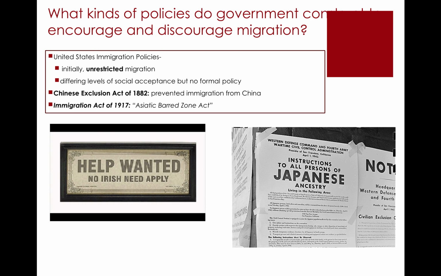So let's start by looking at the history of immigration policies in the United States. Initially, there was unrestricted migration. There was no formal policy restricting or preventing migration. That, of course, did not necessarily mean that all groups were accepted, treated with equality, and welcomed into the United States. In fact, sadly, the history of immigration policy of the United States has been largely a history of xenophobia, fearful of people unlike you, and unkind and unwelcoming to different groups of people.